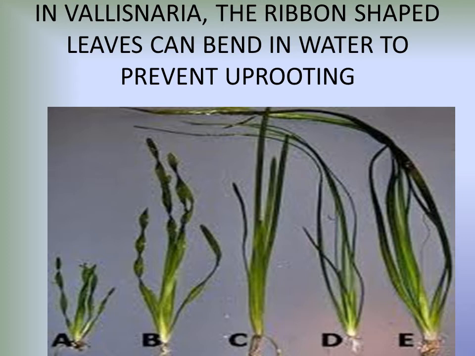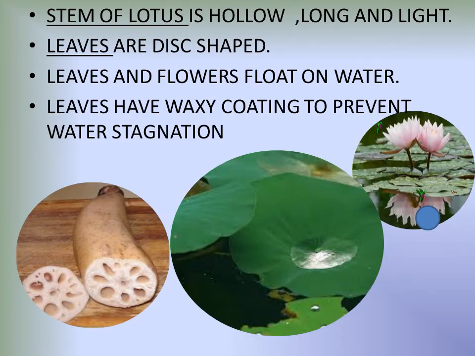Those plants have ribbon shaped leaves. Ribbon shape means very thin, and the roots are deep in the water bodies. That means they touch the land inside the water. So we have some adaptive features. Let's see. The stem of lotus is hollow, long and light.